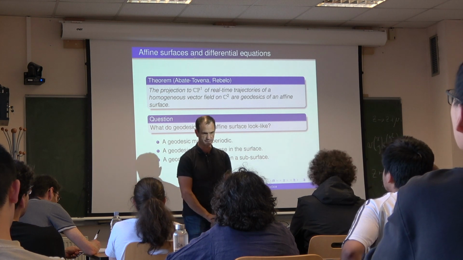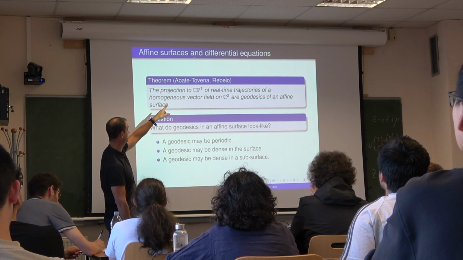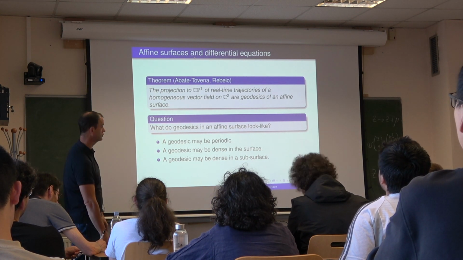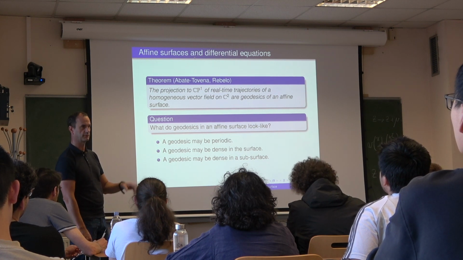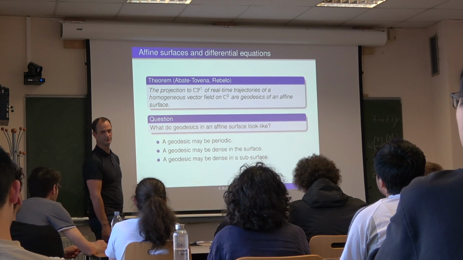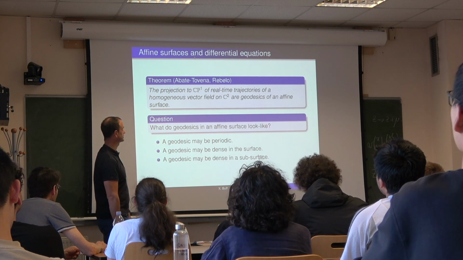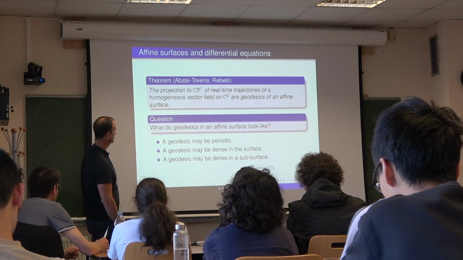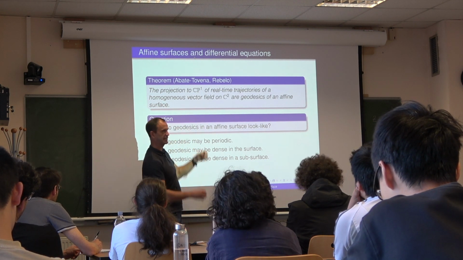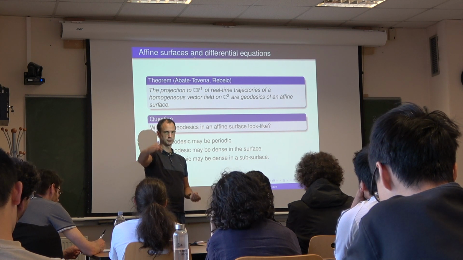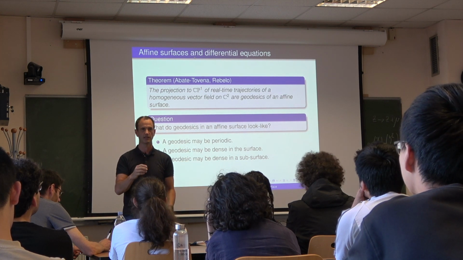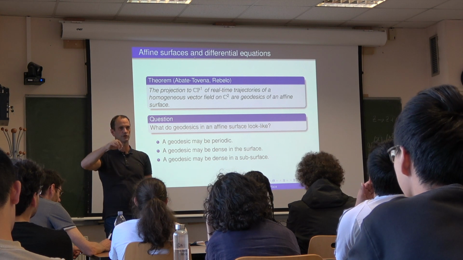So this is a result of Abate-Tovena, which was independently proved by Giulio Rebello, who is a mathematician here in charge of the program, MINT, I think, yes. So he's the one in charge of MINT, and he also proved this result independently. So if you look at the trajectories of a homogeneous vector field on C2, and you look at the corresponding slope, so you project to CP1, it just means that instead of looking at just the first coordinate, you look at the ratio of the two coordinates, y over x.